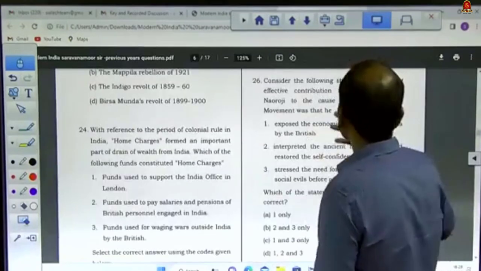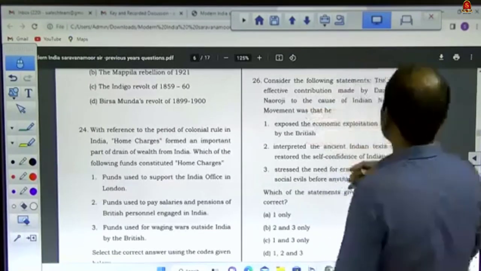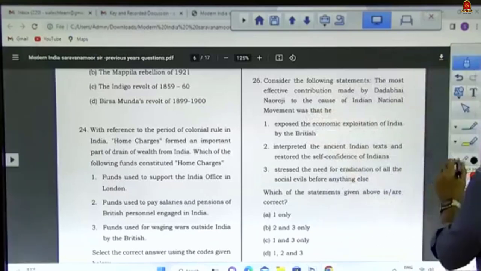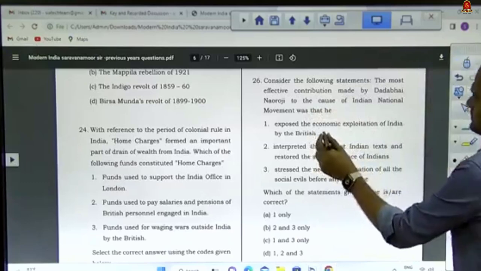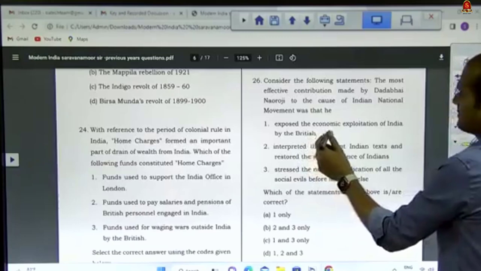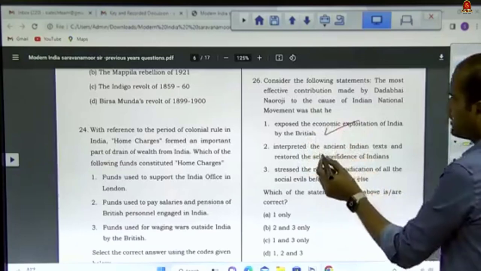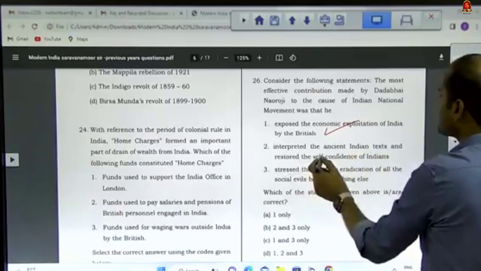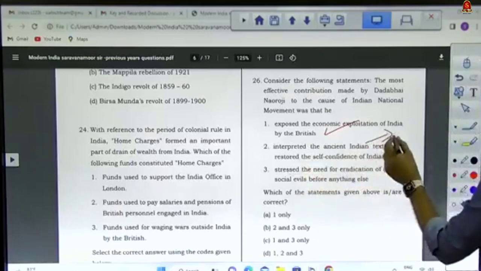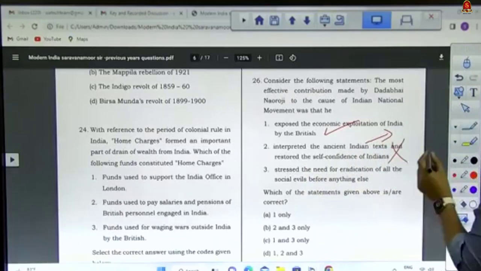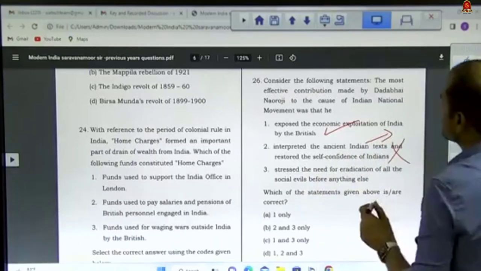Question number 26, answer the following statement: the most effective contribution made by Dadabhai Naoroji to the cause of the Indian national movement was to expose the economic exploitation of India by the British, poverty and un-British rule. The book interpreted the ancient Indian texts and restored self-confidence. These were the work of the Arya Samajists and the Theosophical Society. So there is no way Dadabhai Naoroji was involved.